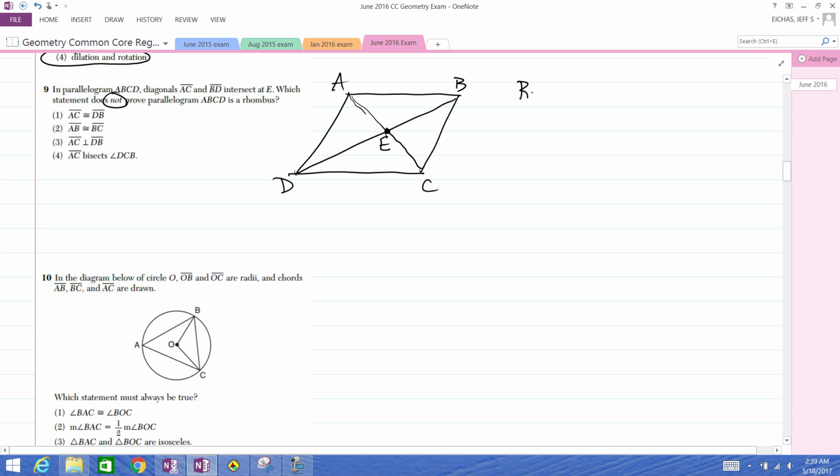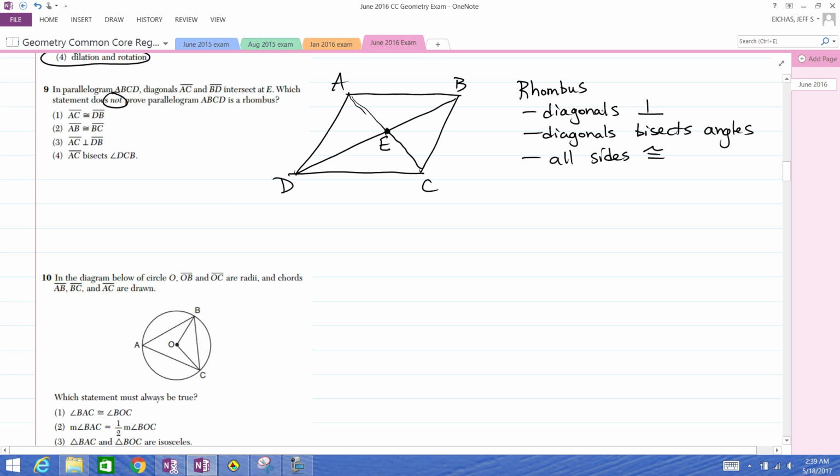Let's write down what would upgrade a parallelogram to a rhombus. Diagonals bisecting each other would not, because a parallelogram already has that. To upgrade it, we got to do better. A rhombus needs diagonals to be perpendicular. It needs diagonals to bisect the angles. And then it needs all sides congruent. So that's what would upgrade it from a parallelogram to a rhombus.